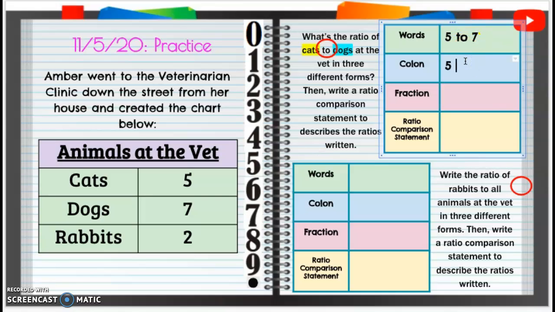We can also write it with a colon. 5 colon 7. Then that fraction. 5 with that fraction bar 7.